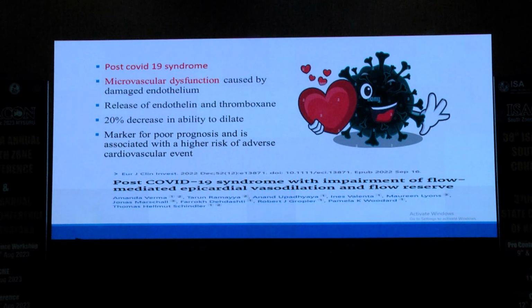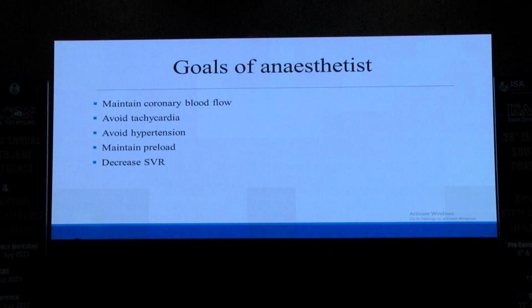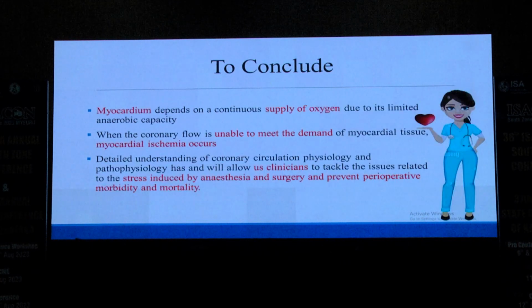When such patients come to the OR, it becomes the sole responsibility of the anesthesiologist to see that we could save them safely through the tides of surgical stress and anesthesia. When we have to anesthetize such patients, we have to keep in mind the major goals of the anesthesia before choosing the choice of anesthesia. The major goals being to maintain the coronary blood flow, we have to avoid tachycardia, avoid hypertension, maintain preload, and decrease SVR. To conclude, I would say myocardium depends on a continuous supply of oxygen due to its limited anaerobic capacity.